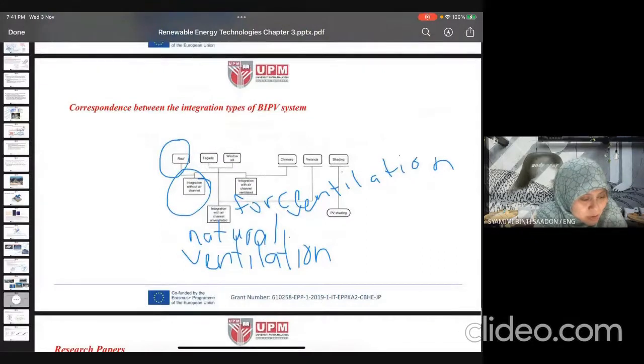Okay, so integration with facade and window sill, there is with ventilation or without forced ventilation. And there is also the chimney, BIPV, building integrated photovoltaic with chimney. Veranda, okay, veranda is with air channel and ventilated. Shading, PV shading. Okay, so those are the types of integration of PV solar panels for buildings.